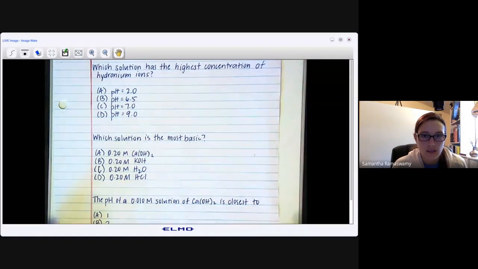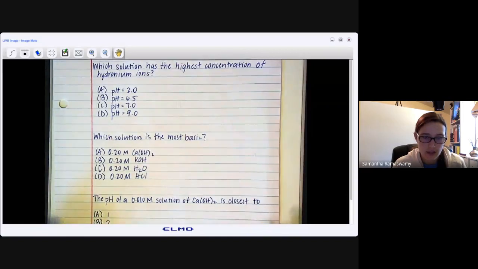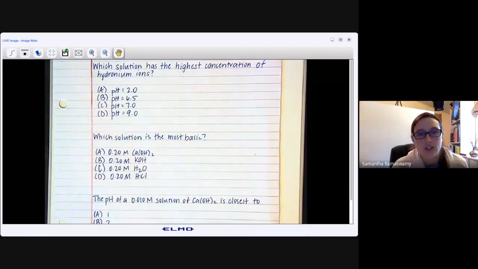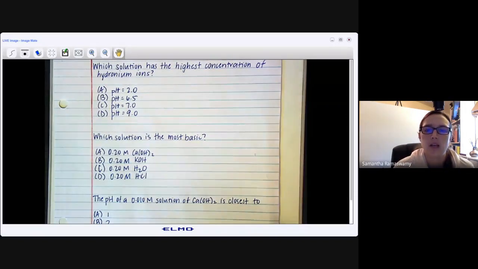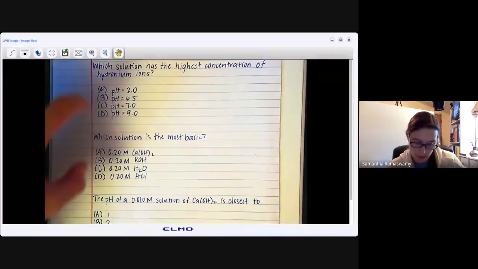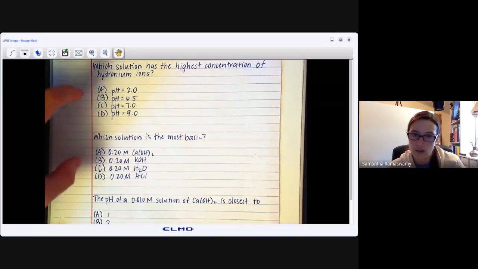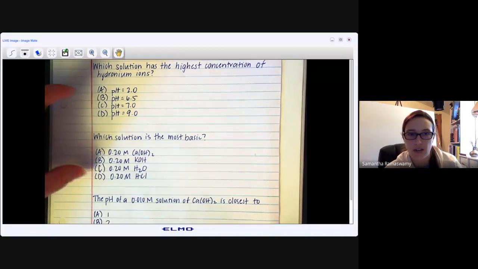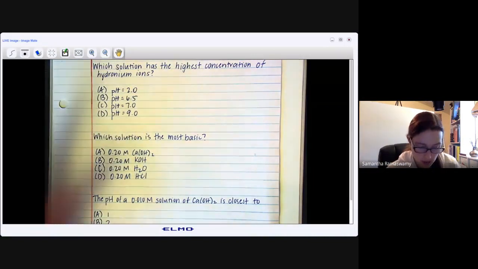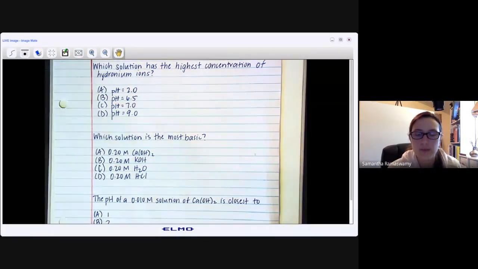I'm going to kind of leave it like this. And I know you can't quite see the bottom yet. So I'll just give you a couple minutes and see if you can do questions 1 and 2 first. Questions 1 and 2 first. And then after a minute or 2, I'll scoot the paper up so you can see the bottom. But I want you to try these.